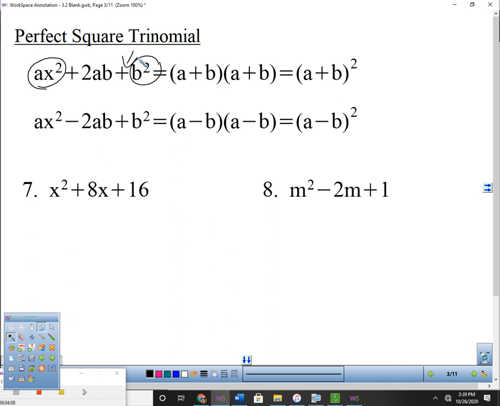So we had a worksheet earlier this year where we had like r plus 9 and r plus 9 or something like that, and it was r plus 9 squared.